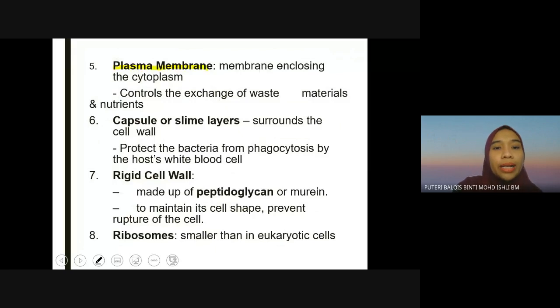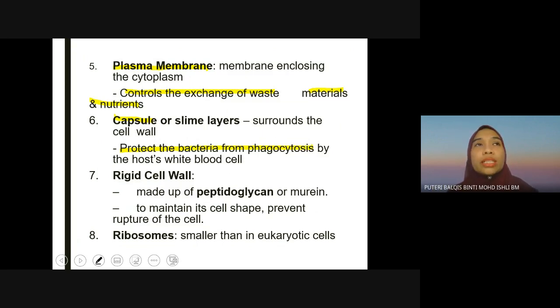Plasma membrane function control the exchange of waste materials and nutrients. It also has capsule. As I said, capsule, the outermost layer. Okay, it protect the bacteria from phagocytosis. Sebab itulah dia sangat-sangat protektif.